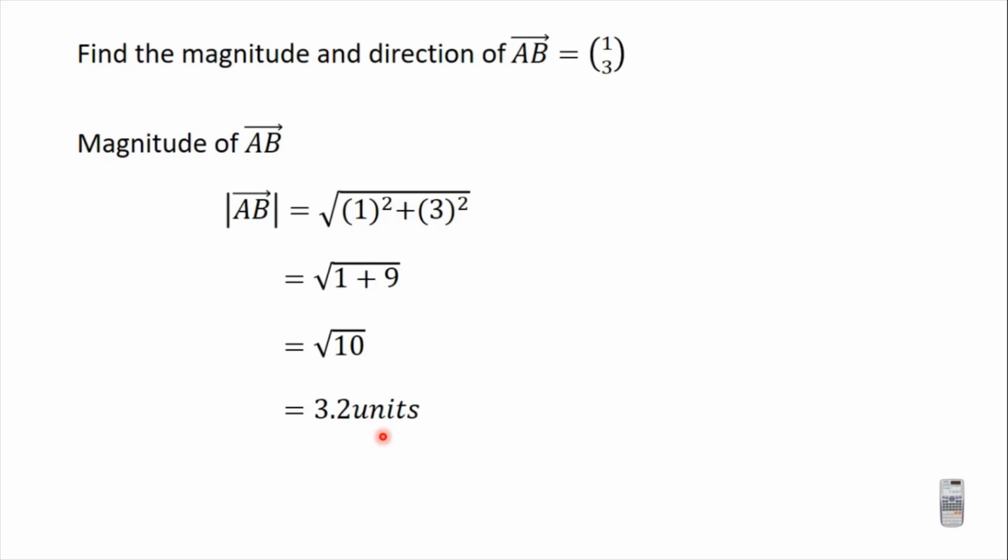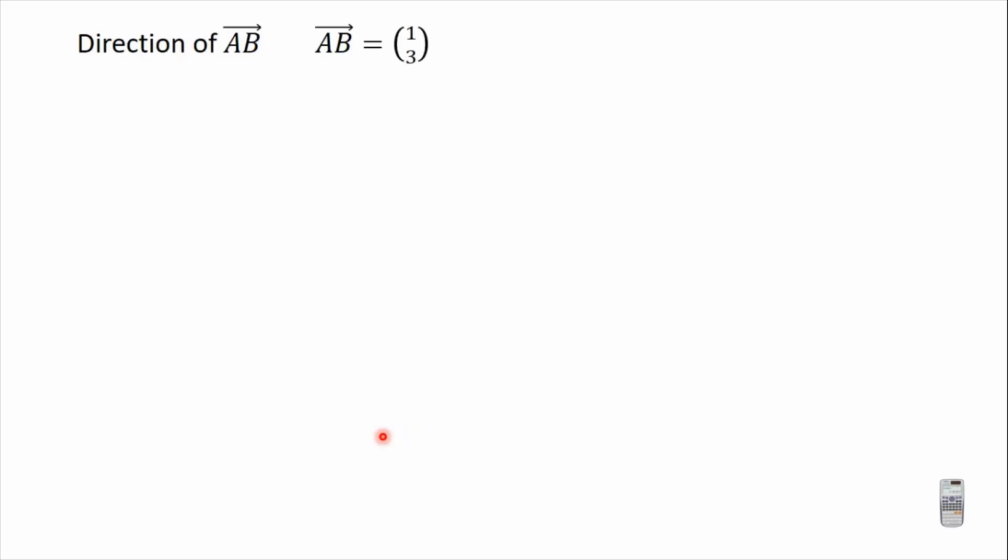Let's move on to our main study for this video, finding the direction of vector AB. Don't forget that vector AB has the components 1, 3. The first thing we need to do when you want to find the direction of a vector is to draw the vector on a diagram. So in our studies on drawing vectors on a diagram, we said that when the x component is positive, you move towards the right, and when the y component is positive, you move upwards.